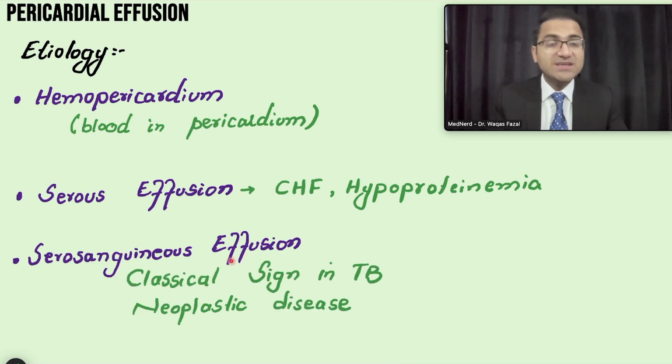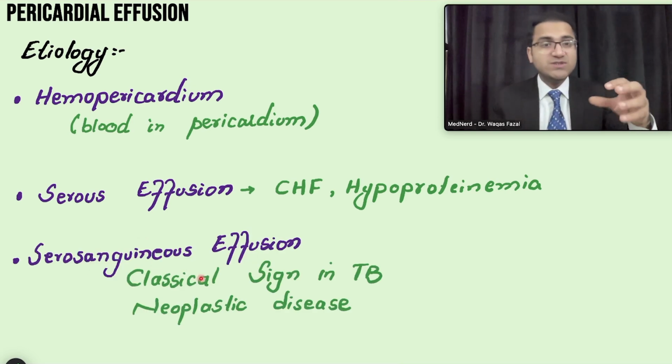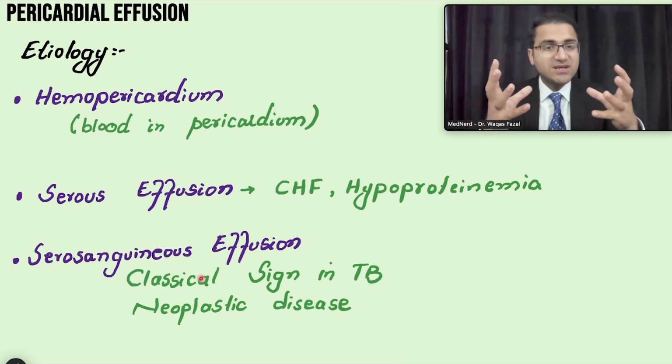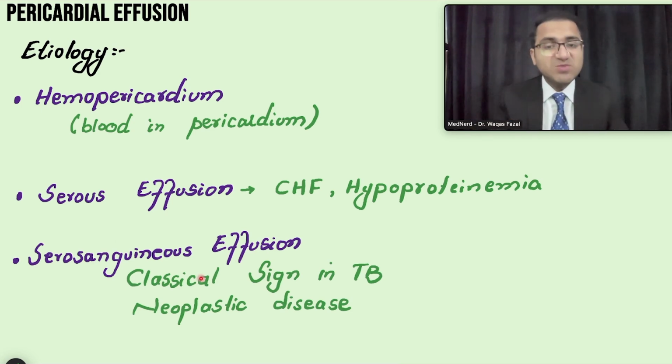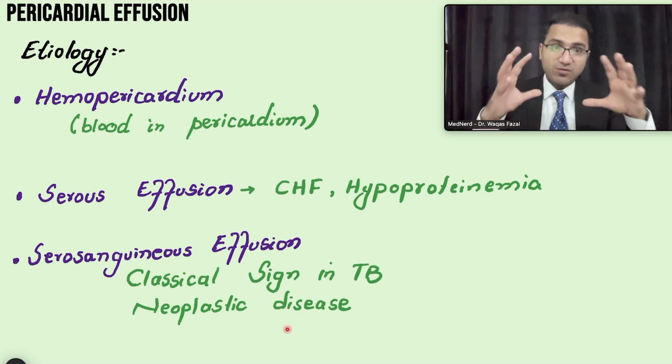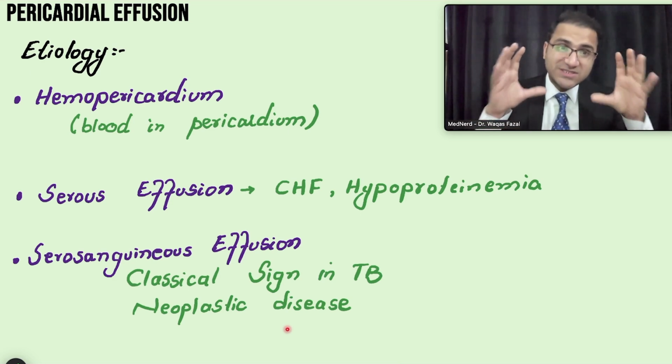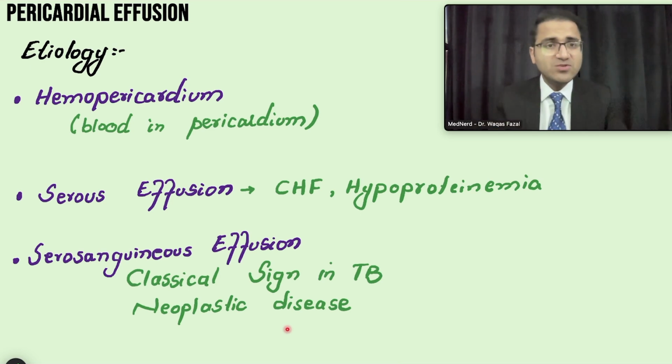Serosanguinous effusions, where there can be seen exudative effusions with a lot of cell counts, a lot of neutrophils, a lot of lymphocytes in the effusion with a lot of proteins, especially seen in tuberculosis, especially seen in neoplastic diseases with malignancies. These effusions can accumulate, and these effusions, if tapped, can really help you in the diagnosis of systemic conditions. So these are important causes of pericardial effusion.